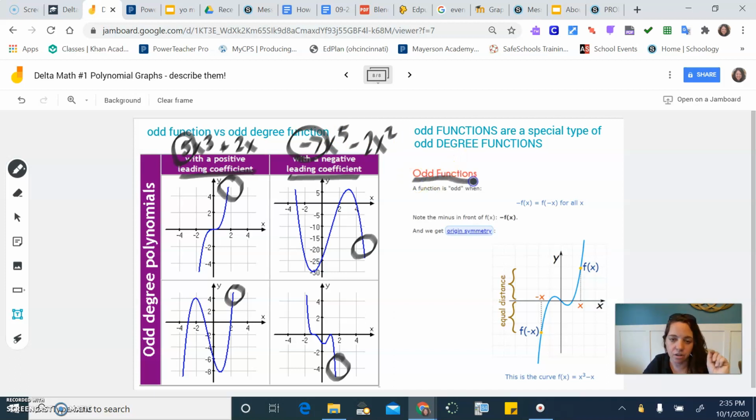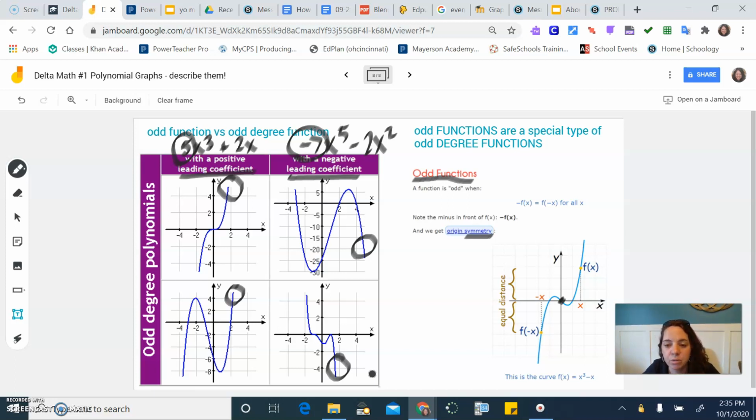Odd function, though, that's different, okay? So an odd function, when we look at the graph, one side's up, one side's down, but it's going to be symmetrical about the origin, okay? About that center point right there. And so that's kind of a harder thing to look at.